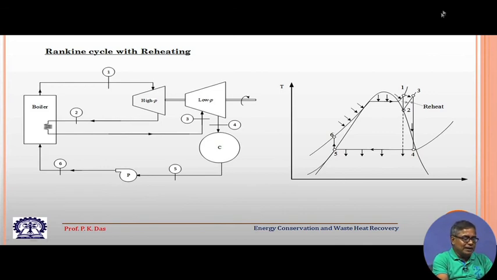So, single reheat is quite common. There are two reheats also, particularly when the boiler pressure is high, we can go for two reheats, and in case of a supercritical boiler, definitely one has to go for double reheat. With this, we end our discussion on the modification of the Rankine cycle with reheat. We will see another modification of the Rankine cycle in the next lecture. Thank you.